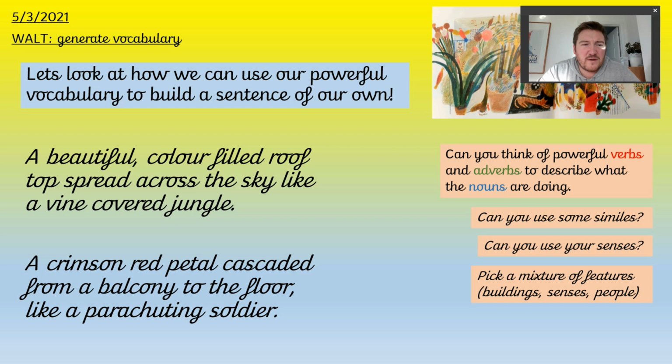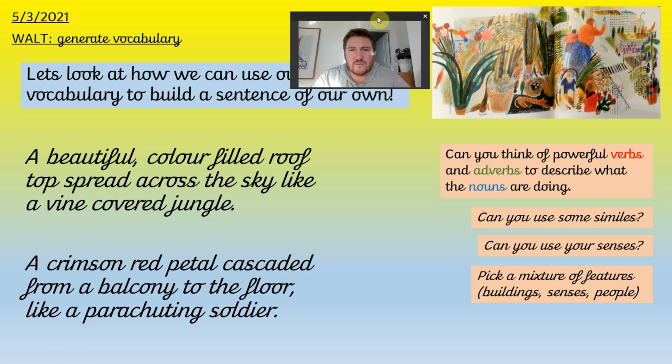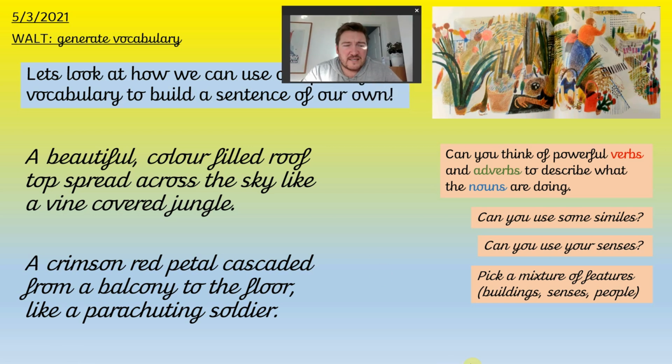So, the example I gave was: a beautiful, colour-filled rooftop spread across the skyline like a vine-covered jungle. And the second sentence: a crimson red petal cascaded from a balcony to the floor like a parachuting soldier. So if we have a look, have I used any of my senses? I've definitely used sight in this one, and in this one. So the sense I've used in these two sentences is what I can see.